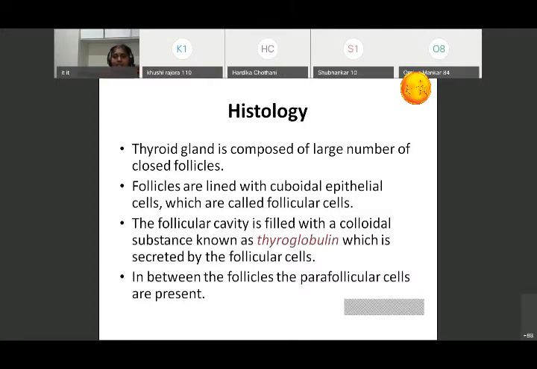Please imagine that there is a round follicle. These follicles are lined by cuboidal cells, and between the cuboidal cells there is a cavity. The follicular cavity is filled with a colloidal substance known as thyroglobulin, which is secreted by the follicular cells.